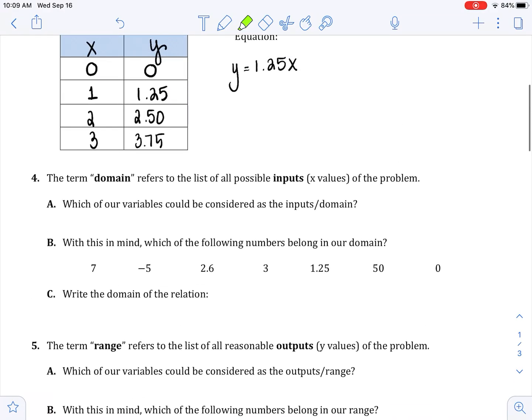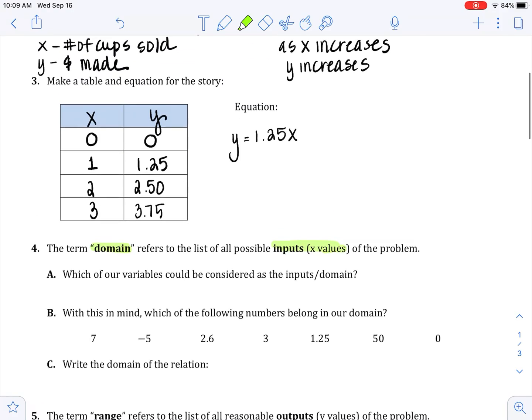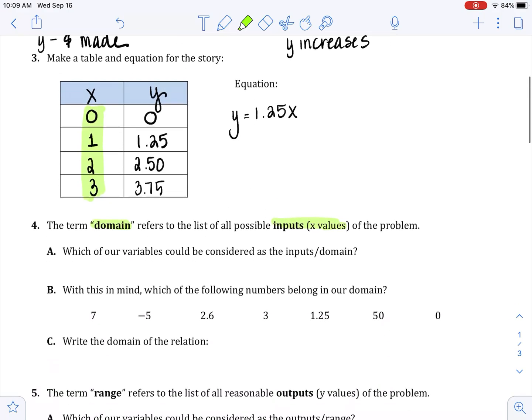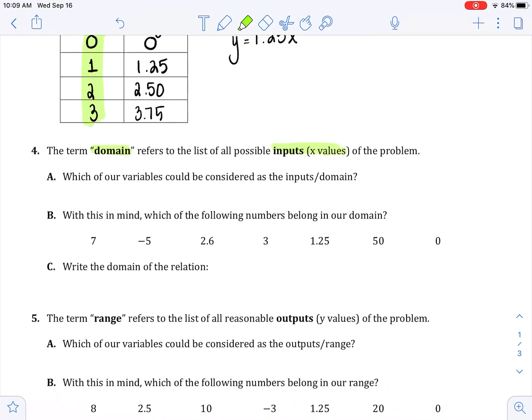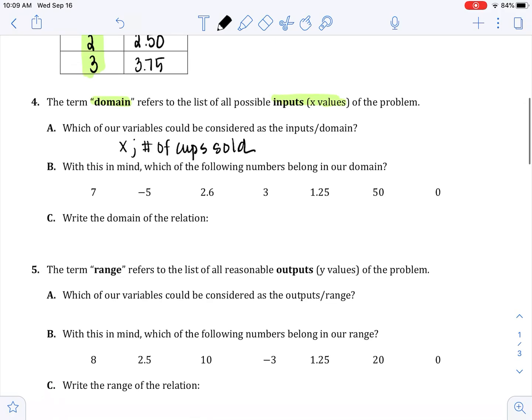Okay, the term domain refers to the list of all possible inputs or X values. So in our equation, we have started to make a list of our domain right here. Okay, we have 0, 1, 2, 3. She cannot sell 1.6 cups or -5 cups. Starts at 0, and then notice it goes up to 15. Okay, so it says which of our variables could be considered the input. That would be our X, always going to be your input. And that is the number of cups sold. So specific to this problem, don't just put X for those.